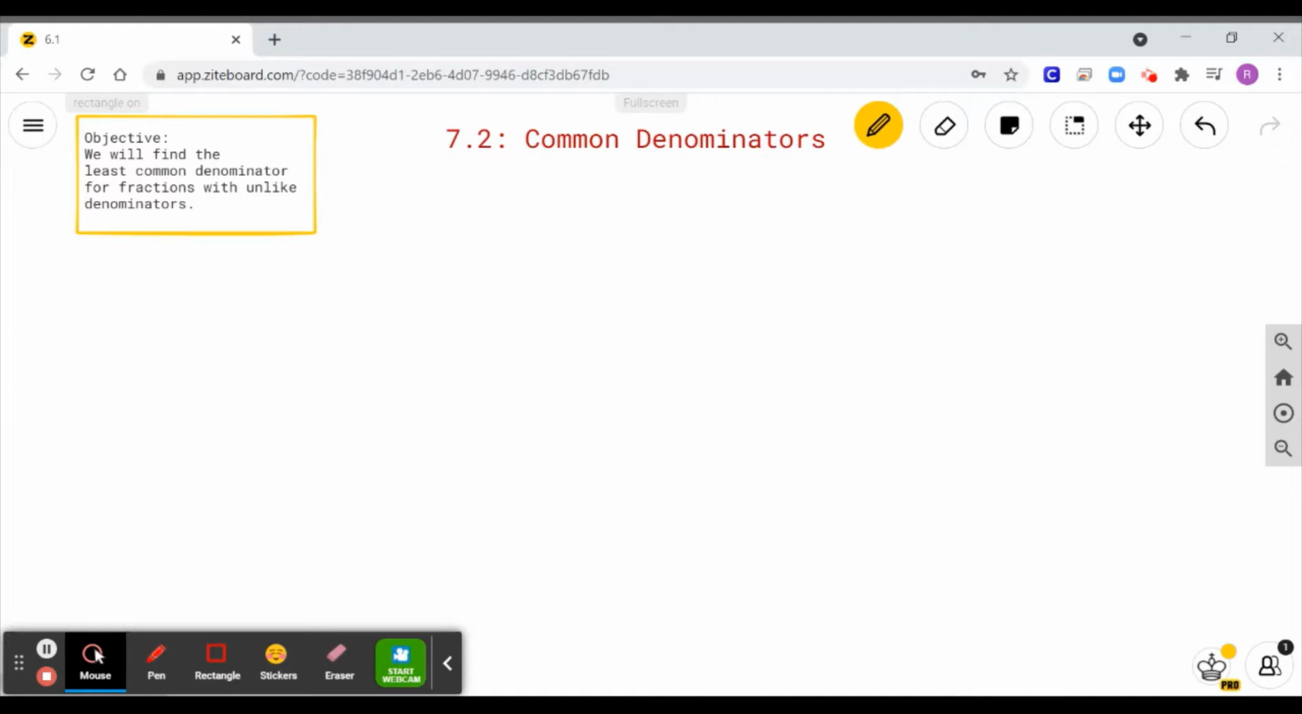Today we are going to be moving on to topic 7. And topic 7 is going to be all about adding and subtracting fractions. So we're going to do a lot of fraction work in this topic. We're going to start with lesson 7.2, which is going to be all about common denominators. Our objective today is we will find the least common denominator for fractions with unlike denominators.